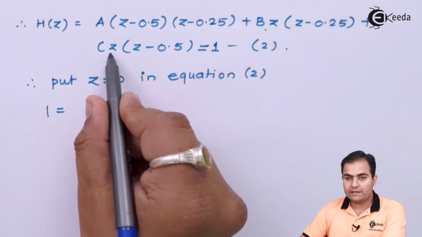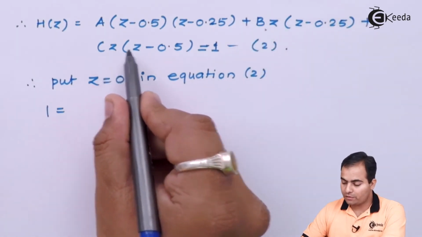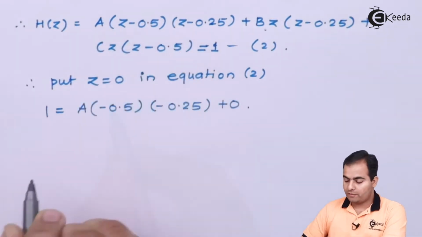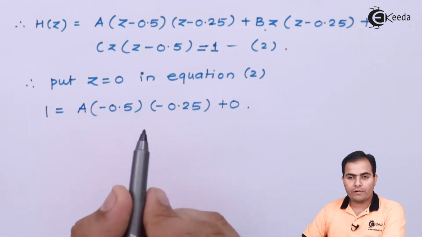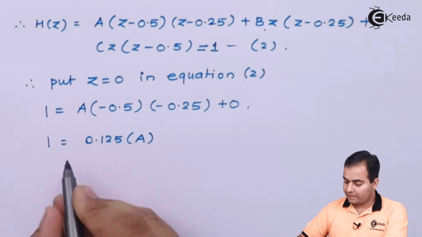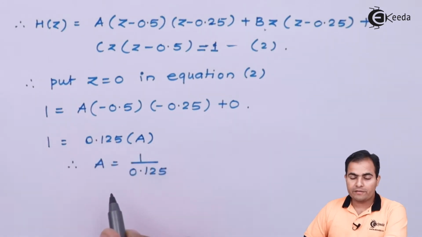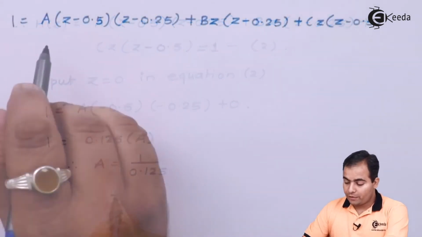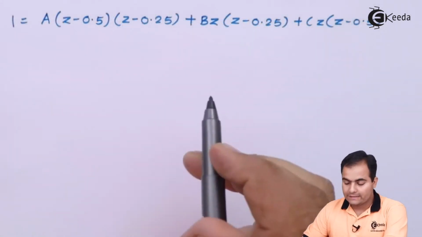Here also we have a z. If this is replaced by 0, then the whole term will be replaced by 0, so you will only get the value of a. Now just multiply this 0.5 and 0.25 with each other. Now shift this 0.25 on the left hand side. 1 upon 0.125, what will be the result? We are going to find out the value of b and c.